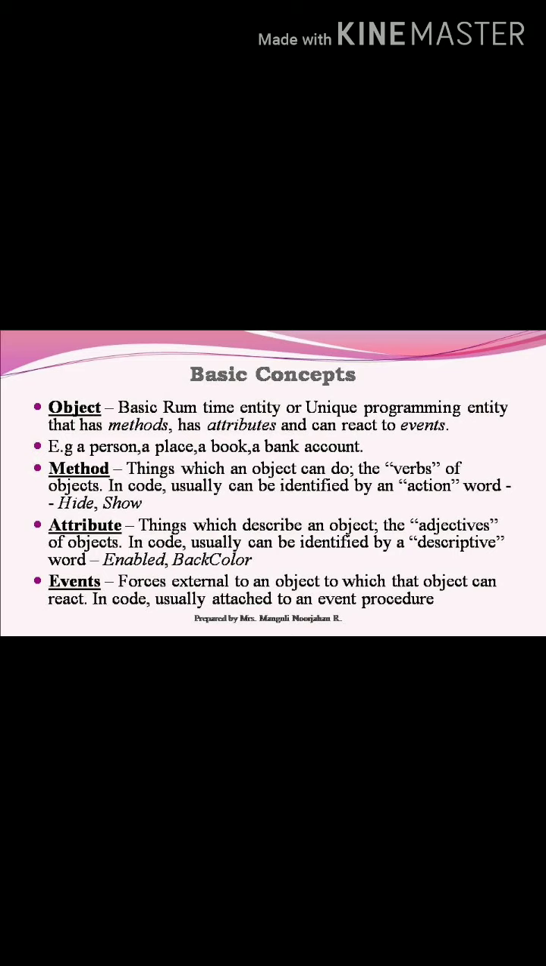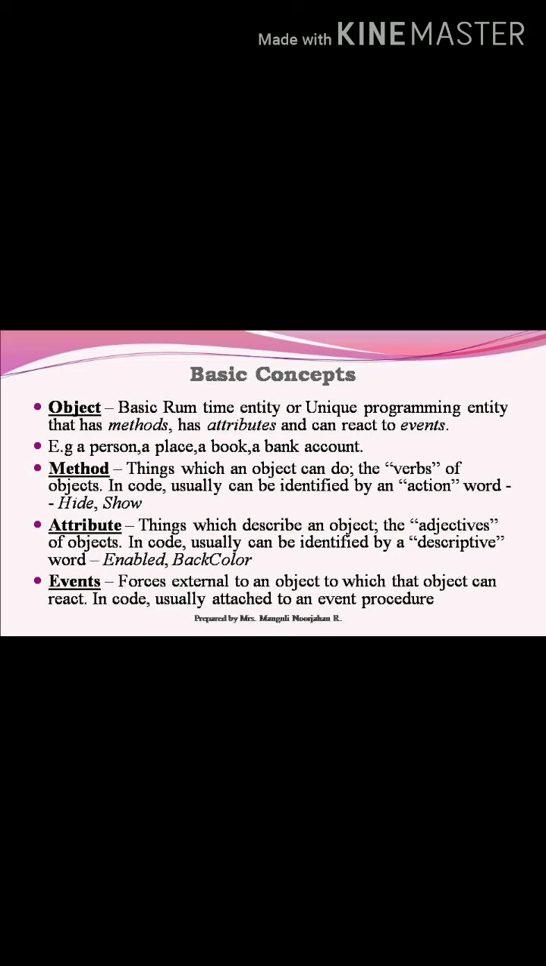Objects are basic runtime entities in an object oriented system. They may represent a person, a place, a bank account, a table, etc. An object may have methods, attributes, and events. What is a method? Things which an object can do. It usually identifies an action, for example, hide or show.